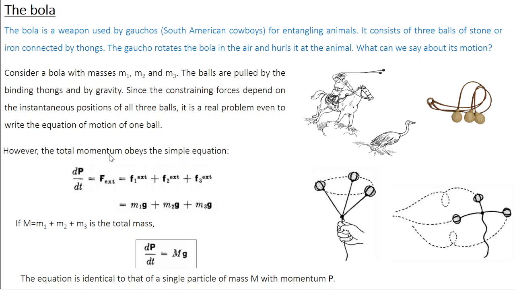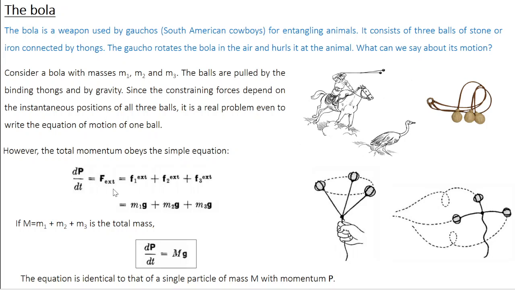So the total momentum change dp by dt equals F external, where F external is the total external force acting on the system. Here the only external force that is going to act is the gravitational force, because all other internal forces are going to be cancelling each other, right?